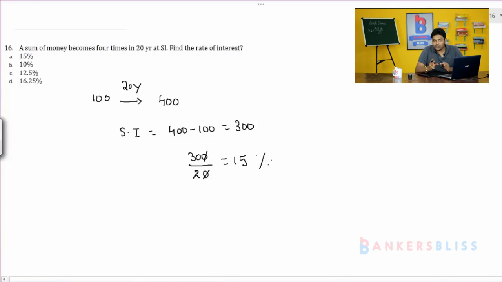See, 100 rupees you are depositing, you are getting 400 rupees back after 20 years. Therefore, the interest amount is 300. So for 20 years it is 300. Then per year it is 300 by 20, that is equal to 15. 15 per 100, 15%. So option A. So for the 16th one, option A is the right answer. Let us go for problem number 17.